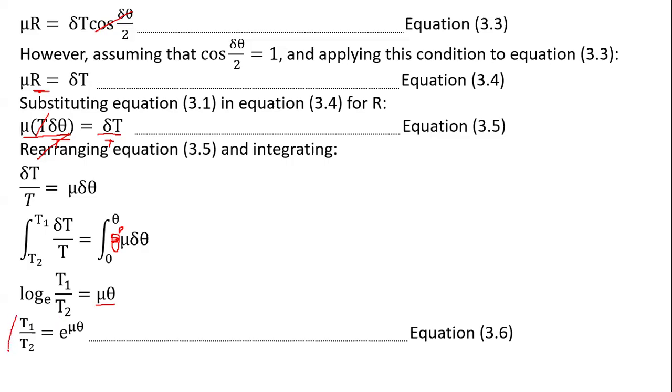This is the expression we've been looking for. For a flat belt, the ratio between the tension on the tight side and the tension on the loose side is equal to E raised to power mu theta, where mu is the coefficient of friction and theta is the angle of lap in radians.